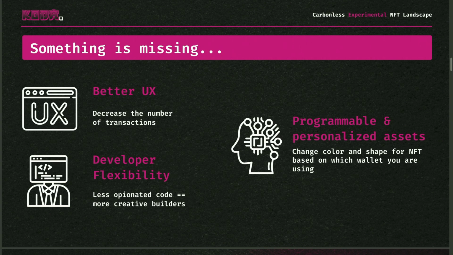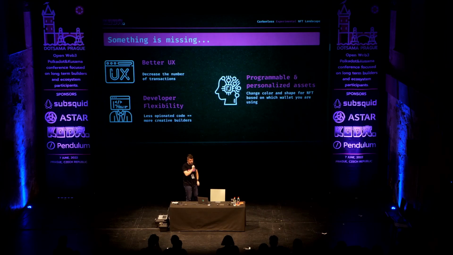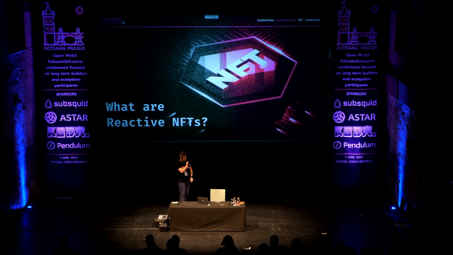And since we are developing a marketplace for opinionated standards, we see that they are built for one use case. By building less opinionated code, we want to attract more creative builders so they can build the dApp of their dreams. And third, we want to focus on programmable and personalized assets. That means if you are using the Talisman app, an NFT can look different than if you use the Polkadot.js extension.